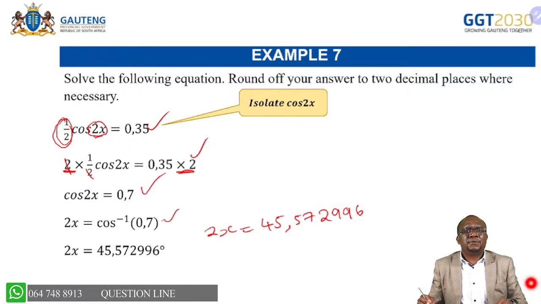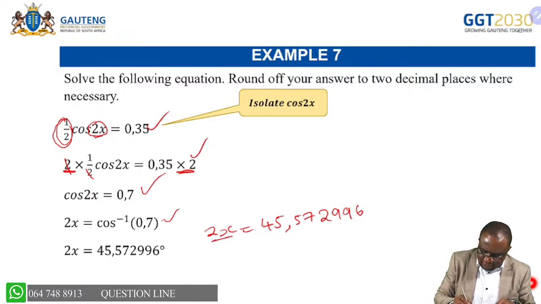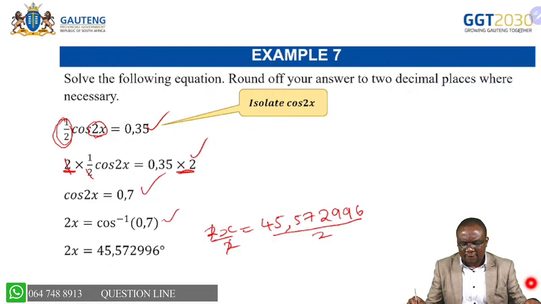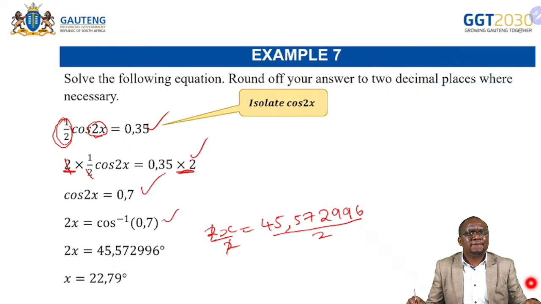We divide both sides by 2. So x is equal to what? 45,572996 divided by 2. What do you get? We're getting x is equal to 22,79. Do you see that?